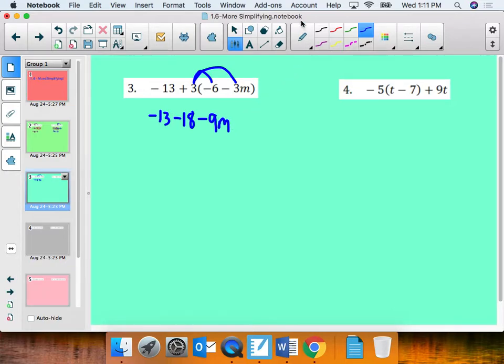So as we look at the expression that we have now created, we can see that we do have some like terms. So negative 13 and negative 18. Those are both constant terms, or terms that do not have a variable, which makes them like terms. So we can put them together. Negative 13 minus 18, or negative 13 plus a negative 18, would give us negative 31. So our final answer would be negative 31 minus 9m.